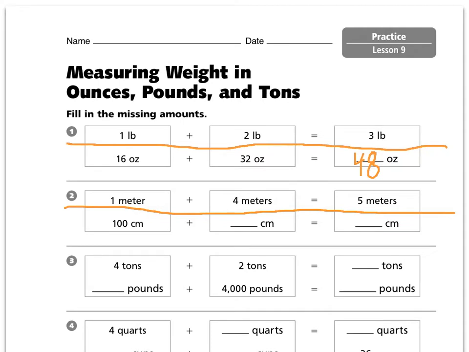Number 2, I have 1 meter and 4 meters equals 5 meters. Well, I know that 1 meter is the same as 100 centimeters, 4 meters the same as 400 centimeters, and 100 plus 400 equals 500 centimeters, which is also the same as 5 meters.